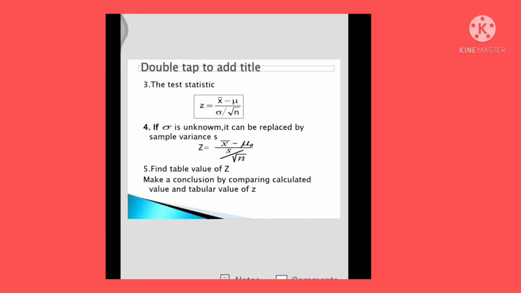After putting in the formula, find the table value of Z, called Z alpha. As we go through a problem, we can understand what alpha is. When a significance level is given, then we should use it.